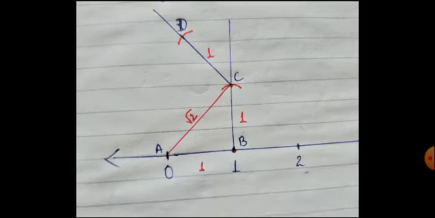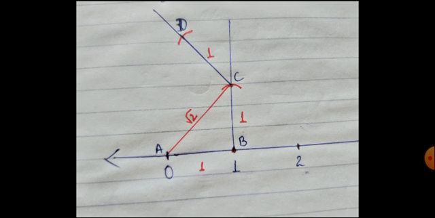Then since we had written root 3 square as 1 square plus root 2 square, root 2 we have to take as base. So here we will take AC as base because AC is root 2. Then at C you have to draw a perpendicular. You can draw this perpendicular using compass also, or using protractor. Using protractor it would be easy. So at C you have to draw a perpendicular.